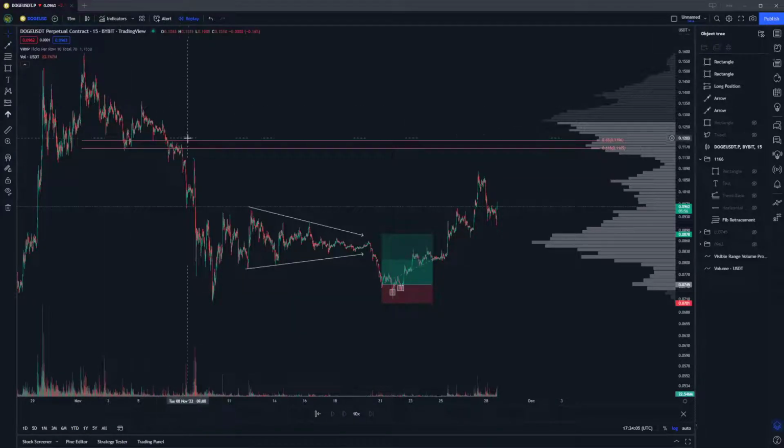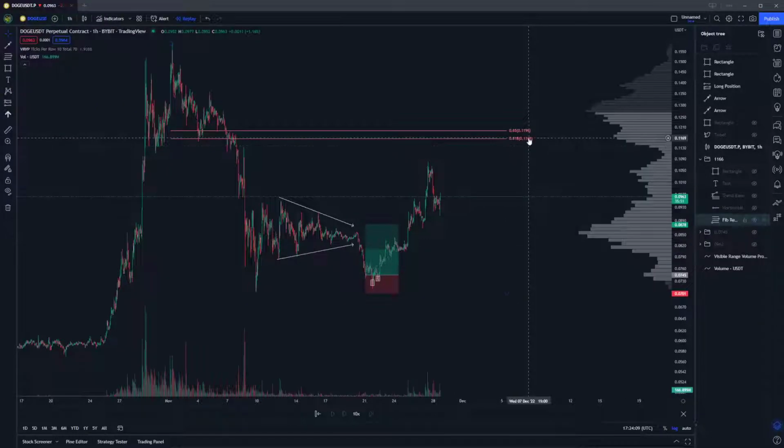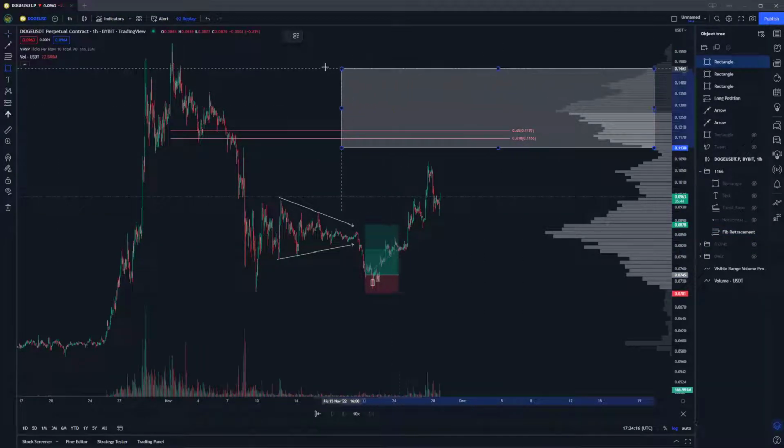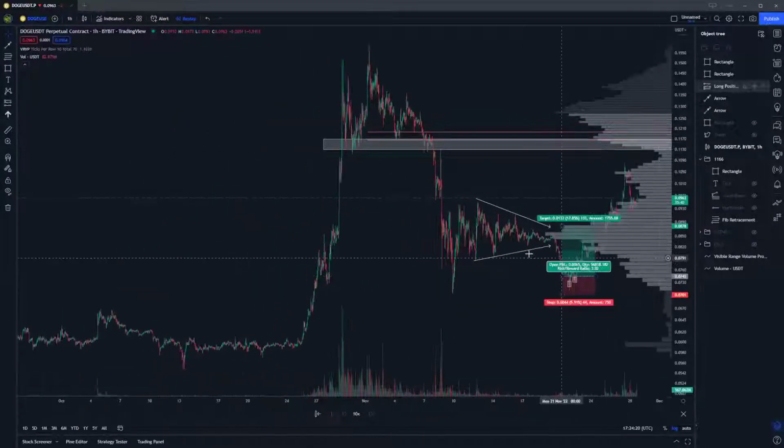What you can do is take a fib pull. I'll actually go to the hourly chart. From this high down to this low, and you'll see that there's a golden pocket right at the beginning of this high volume node. Additionally, there's an SR flip level here.